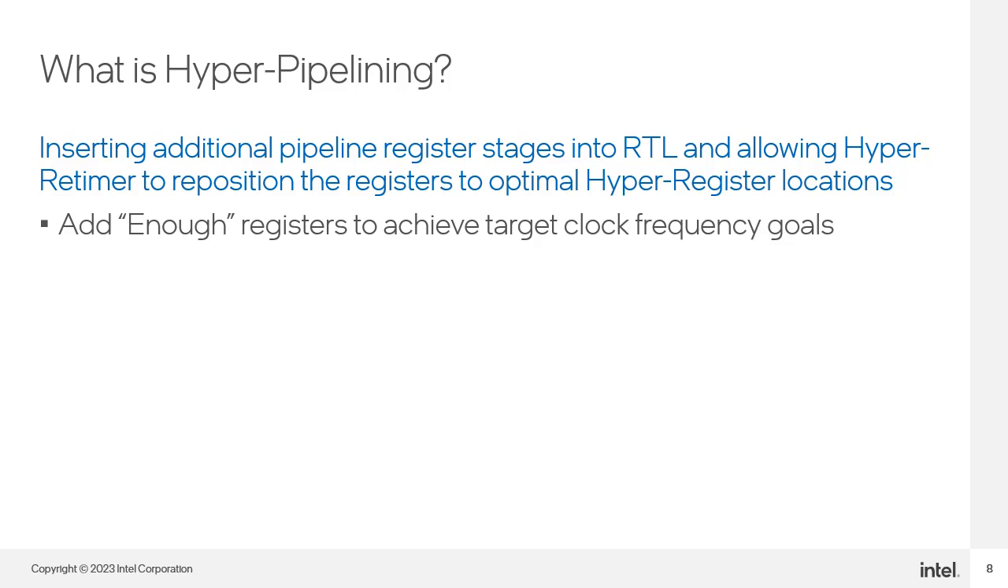HyperPipelining. HyperPipelining is the process of inserting additional pipeline stages in your design and allowing the hyper retimer to move them into hyperregister locations for optimal performance gain. How many registers do you add? However many necessary to achieve your target clock rate.